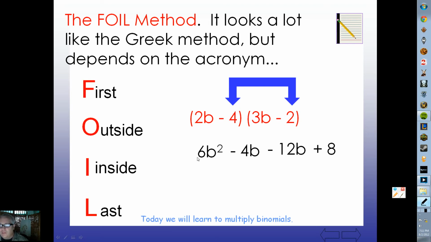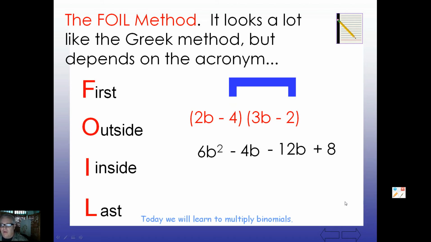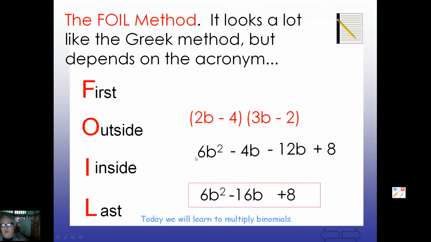And now, this 4-piece polynomial here, we're going to look for things that match. It looks like these two line up nicely, negative 4b and negative 12b. Combine those, and we end up with negative 16b plus 8 is the end there. So this is the FOIL method: first, outside, inside, last.